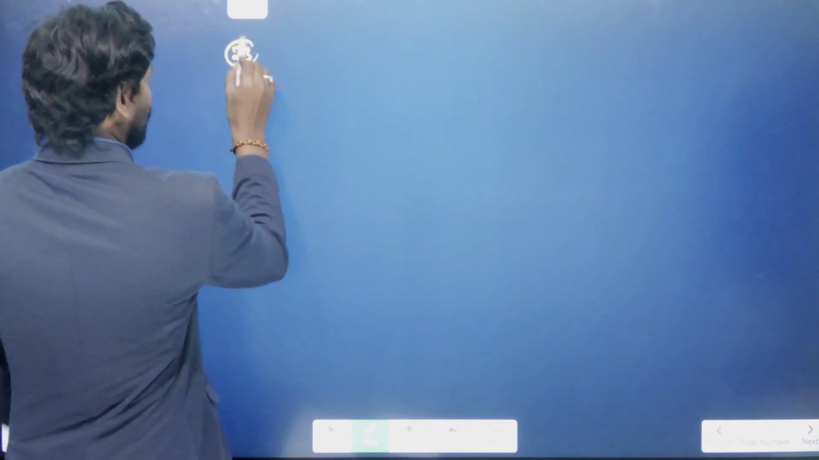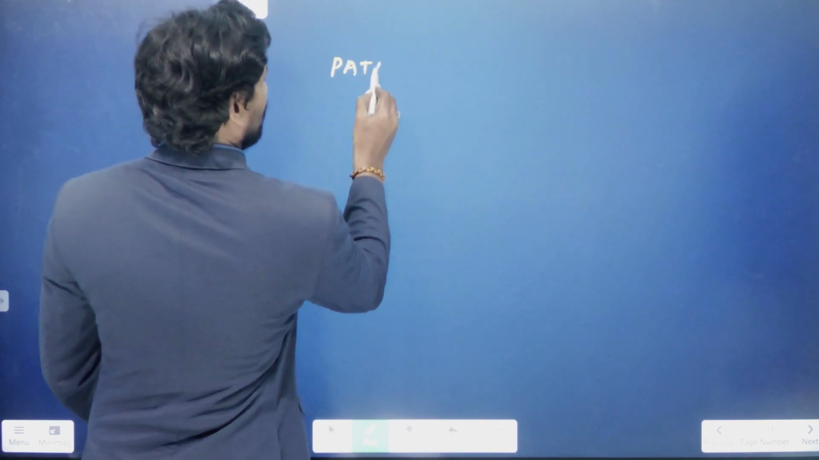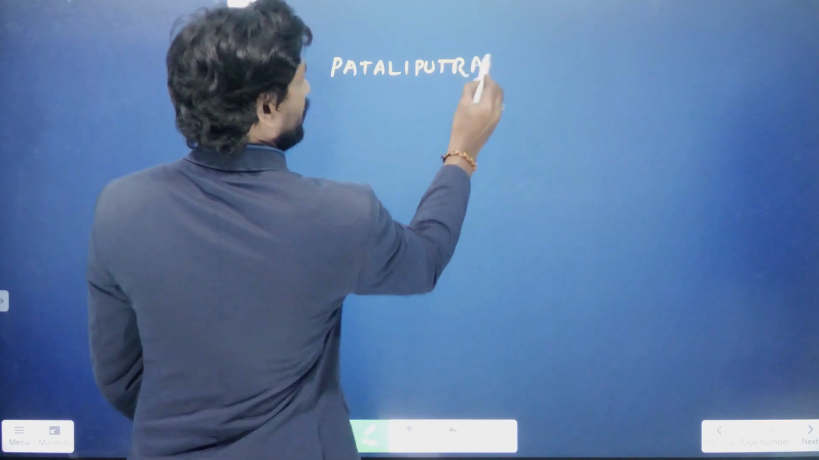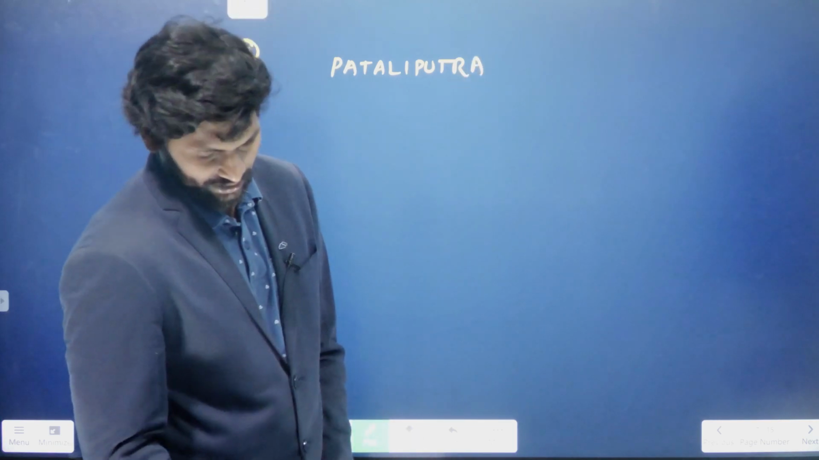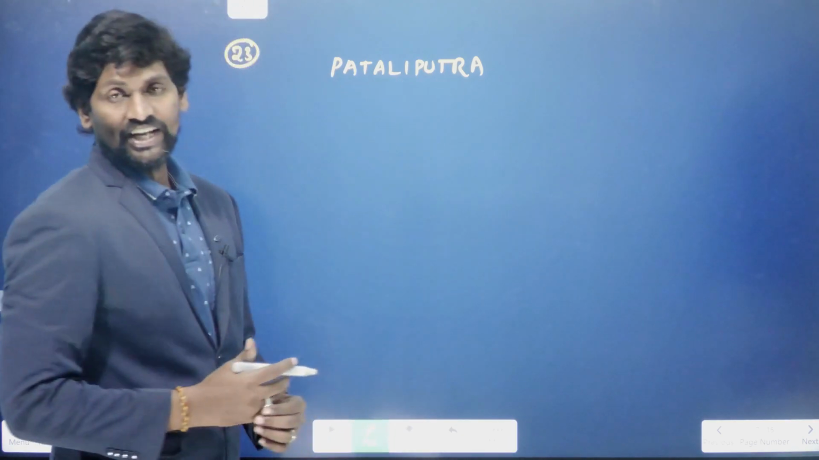I think this is the last problem from this exercise or synopsis. The 23rd one: the number of words that can be formed with the letters of the word Pataliputra, P-U-T-R-A, without changing the relative positions of vowels and consonants.